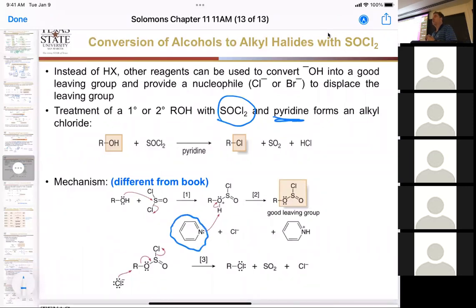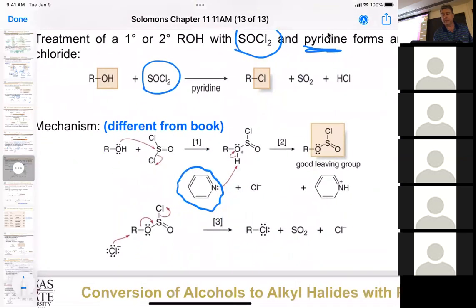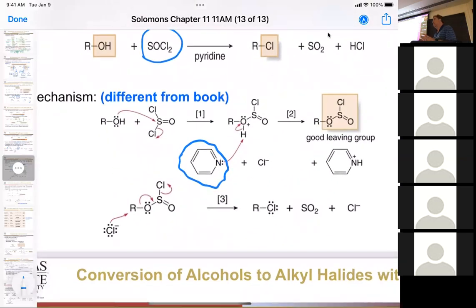And it works for primaries and secondaries only because there is a substitution reaction. So we're going to see how that's going to be different. Anytime you see SOCl2, you're going to know you're going to end up with a chlorine where your alcohol was. So let's look at the mechanism. It's a little bit different from the book, but it's the most accepted mechanism now.